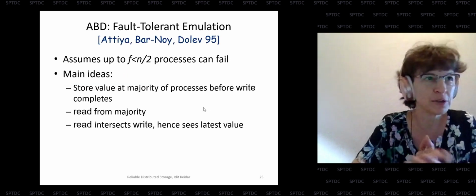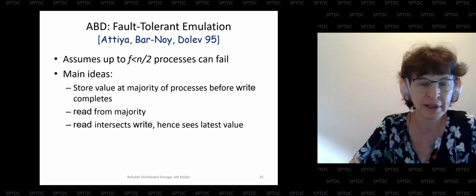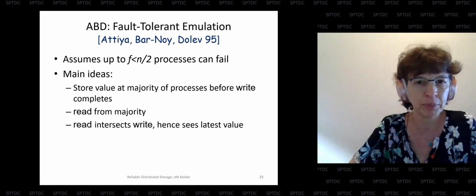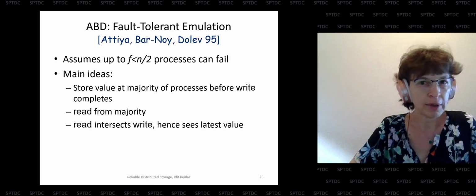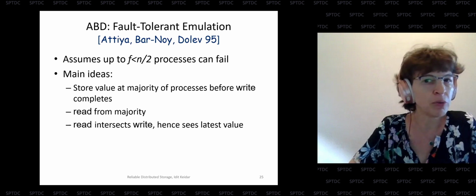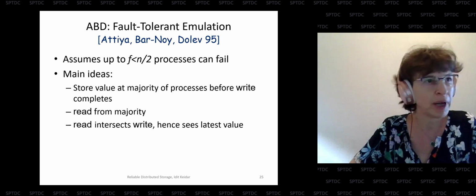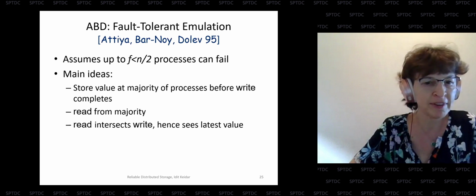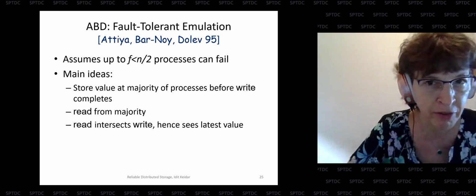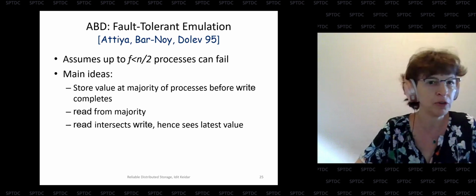Let's get to the real solution. Again, we're starting with a single reader and a single writer, but we'll build up to multiple readers and writers afterwards. This protocol tolerates failures of any minority of the processes. So if we have 3 processes, we can tolerate 1 failure. If we have 5 processes, we can tolerate 2 failures.